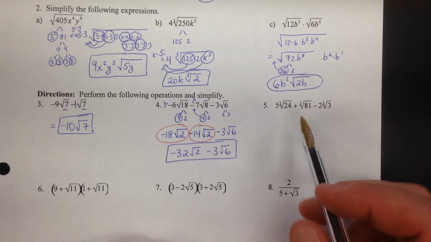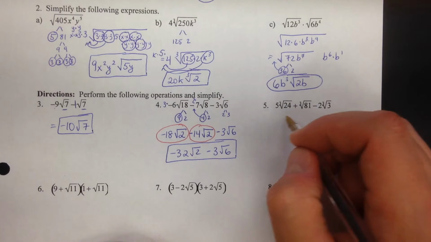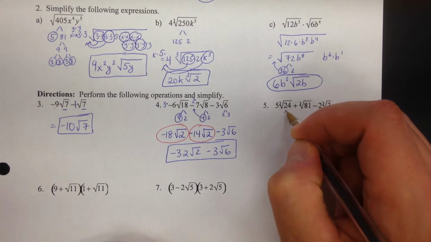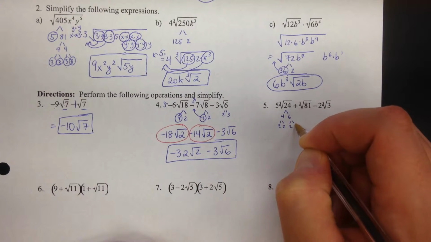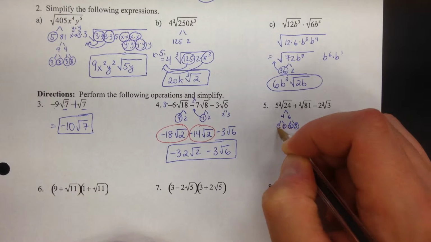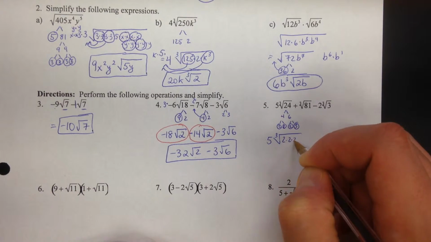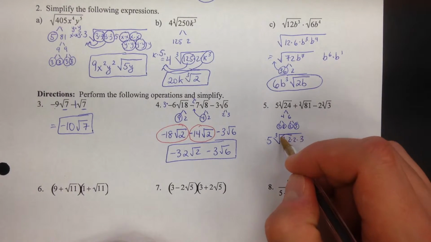Number 5. Now we're dealing with cube roots. Okay, so we're thinking of perfect cubes now. 24. All right, so let's say you go 4 and 6, 2 and 2, 2 and 3. So that's 5 cube root 2 times 2 times 2 times 3. We're looking for groups of 3. There's a group of 3.